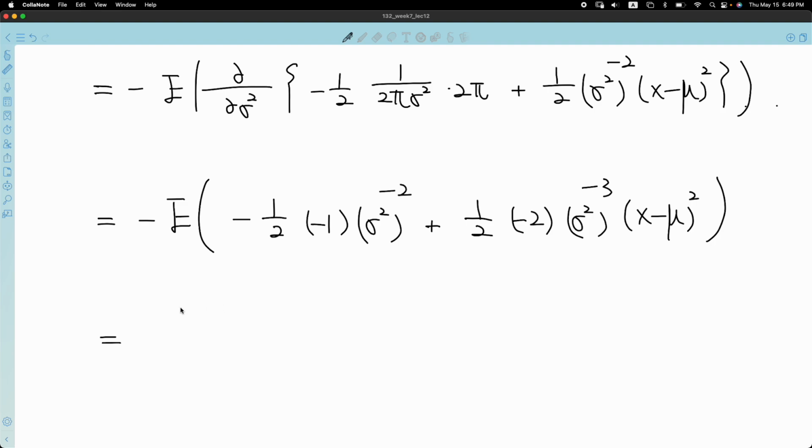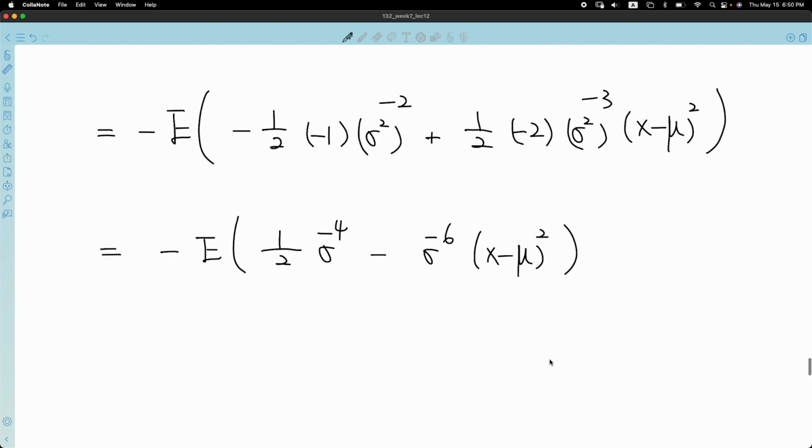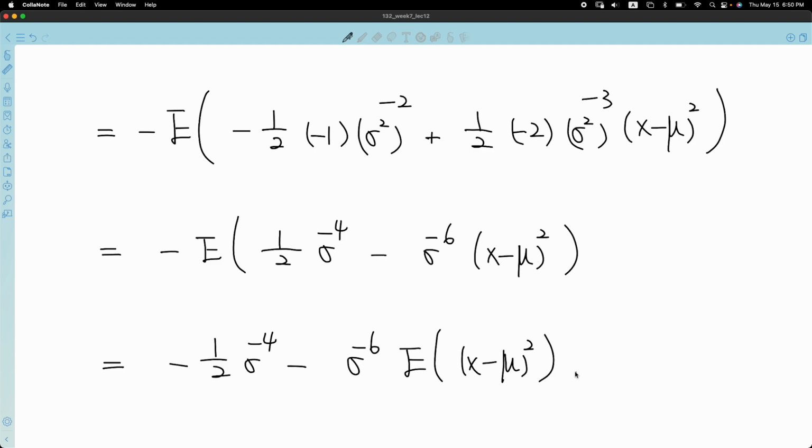Okay, so now let's just simplify. We have the negative expectation, 1/2 sigma raised to the power of -4, so the 2 and the -2, plus the 1/2 and this 2 cancel out, but we now have a negative sign here. Sigma raised to the power of negative 6 (x minus mu) raised to the power of 2. Okay, so now distributing the expectation, we again only work on the random variable part. The first part is considered a constant for the expectation. So you have negative 1/2 sigma raised to the power of negative 4 minus sigma raised to the power of negative 6 times the expectation of (x minus mu) raised to the power of 2. Any question?